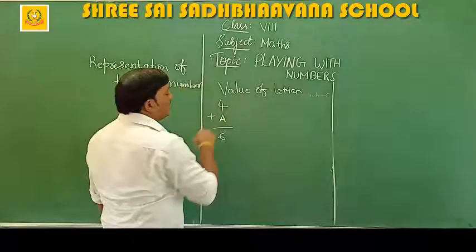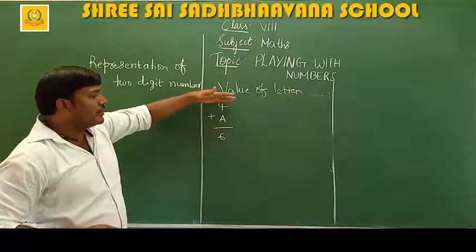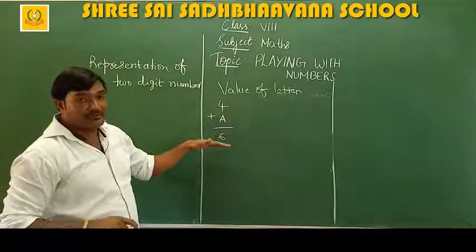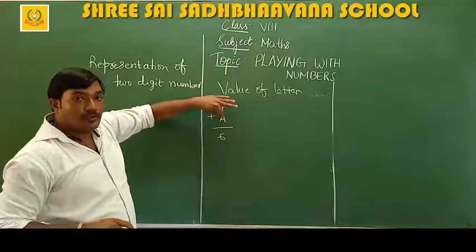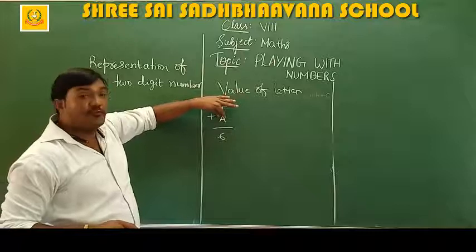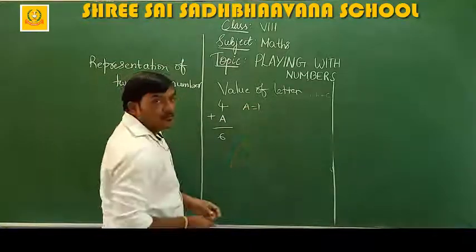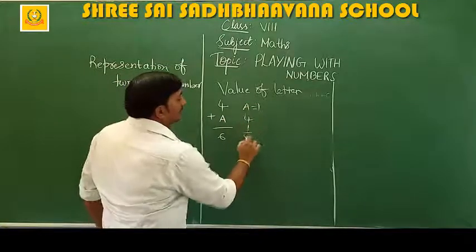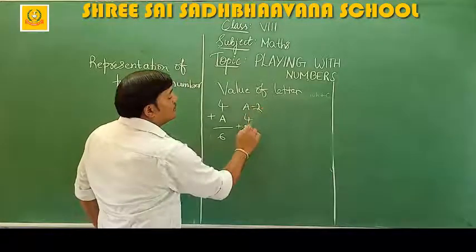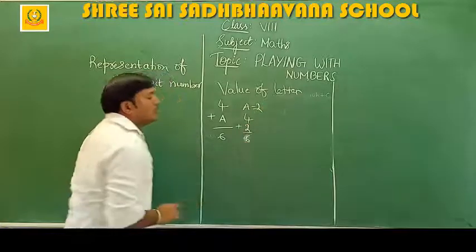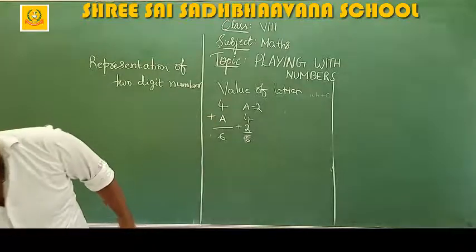4 plus A is 6. So it is a general thing you should remember. 4 and what should be added to get 6? Some number should be added to get 6, right? That value which you are going to add will be the value of this letter A. So, for example, if I add A is equal to 1, will you get 6? You will get 5. So what should be added? You should add 2 so that you will get the value 6. So this is the value of this letter A. Okay. We will consider one more sum.